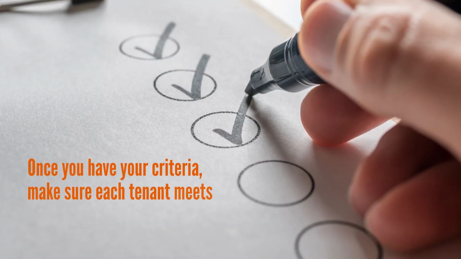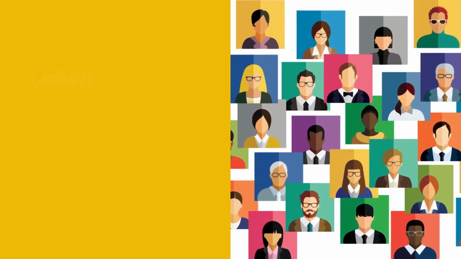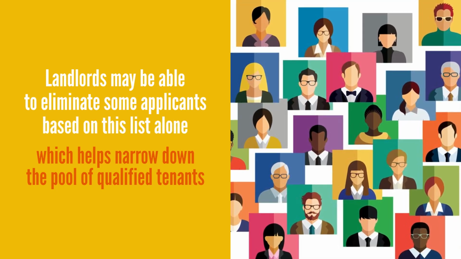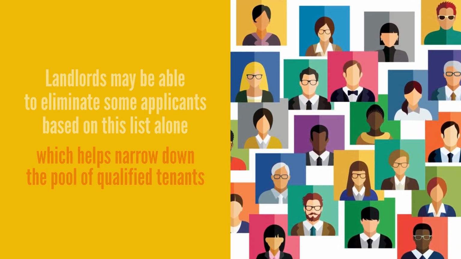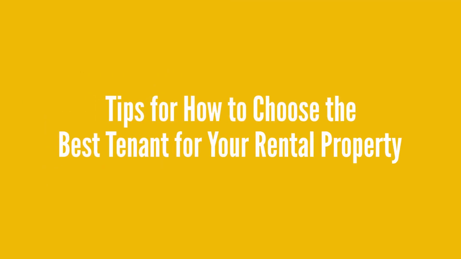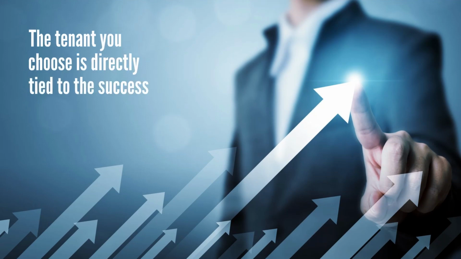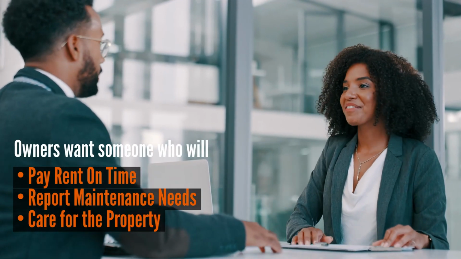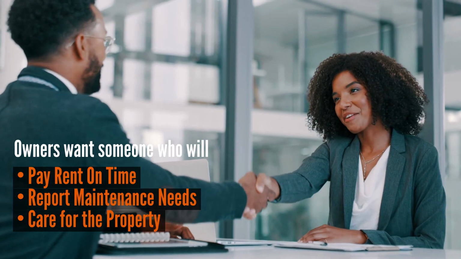Once you have your list of application criteria, make sure each tenant meets the standard guidelines set forth. Landlords may be able to eliminate some applicants based on this list alone, which helps narrow down the pool of qualified tenants. So what happens if more than one qualified applicant applies for your property? After all, the tenant you choose is directly tied to the success or failure of the lease term. Ideally, owners want someone who will pay rent on time, report maintenance concerns promptly, and care for the property as if it were their own.